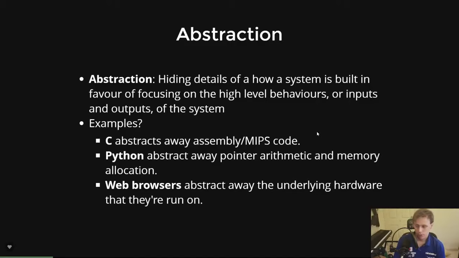We know that Python abstracts away pointer arithmetic and memory allocation. So if you've done Python, you know that you don't have to deal with pointers and frees and mallocs and stuff. And we know that web browsers, which is just another random one, abstract away the underlying hardware. It doesn't matter whether you're using a Mac or a Windows or a Linux machine or your phone, you can go to the same websites and watch YouTube all the same. So everything is an abstraction. It's trying to hide details of how a system is built in favor of focusing on behavior, inputs, and outputs, right? Just your interactions with it.